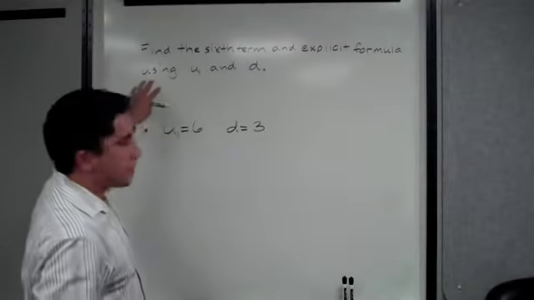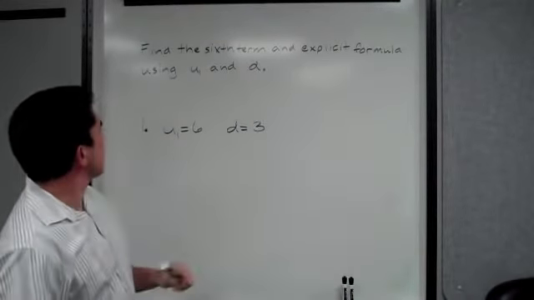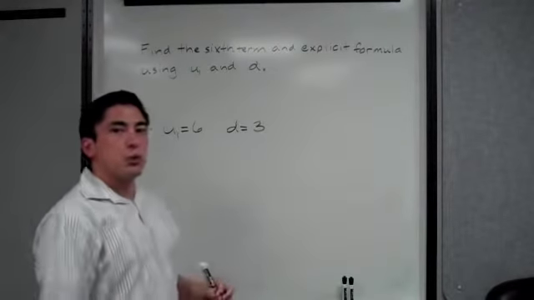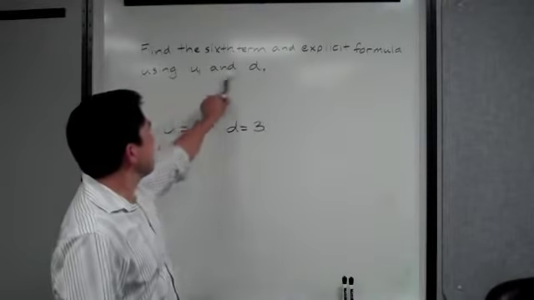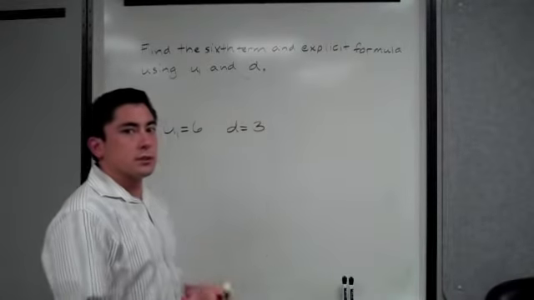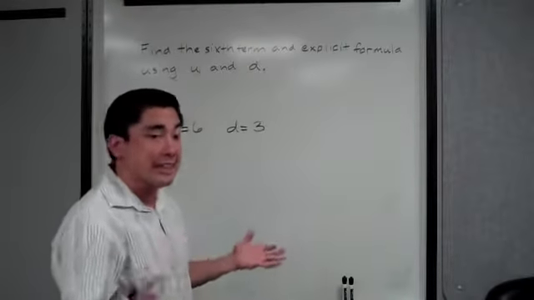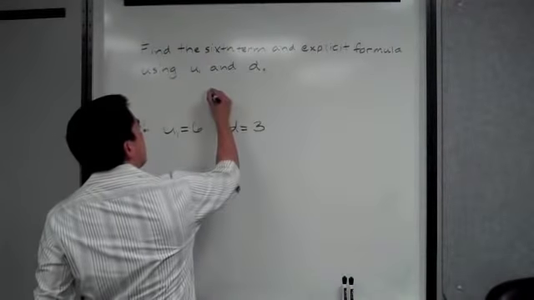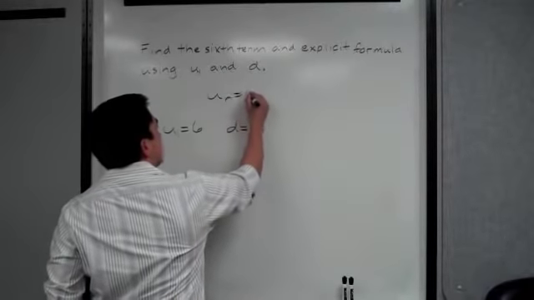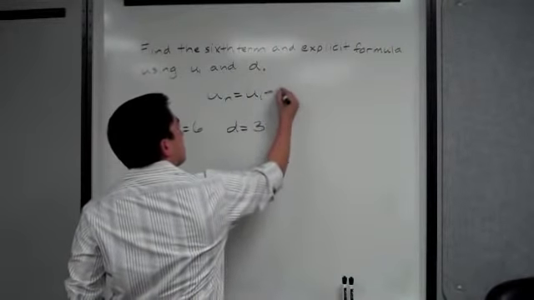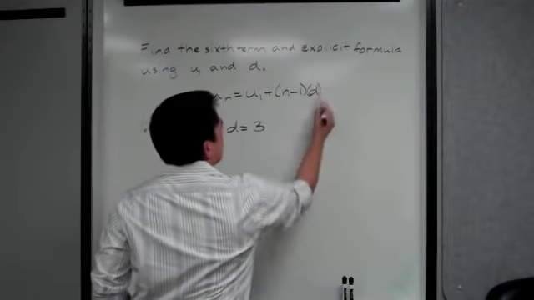So the first example that we did said find the sixth term and explicit formula using U sub 1 and D. U sub 1 means our first term, D is our common difference. Well, in order to find the sixth term, you need to know the formula for finding any term, and that would be U sub n is equal to U sub 1 plus n minus 1 times D.